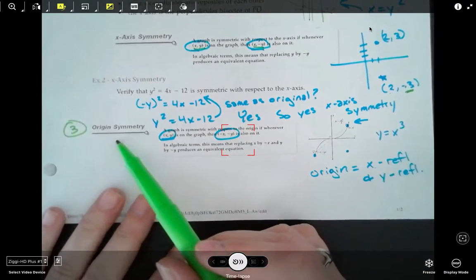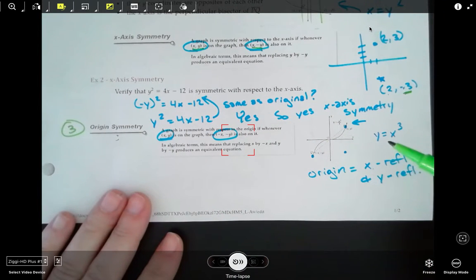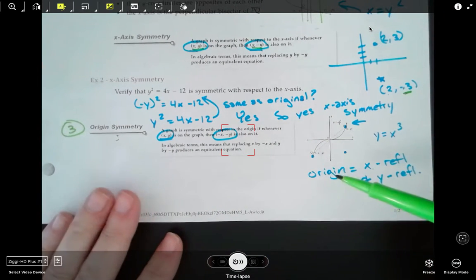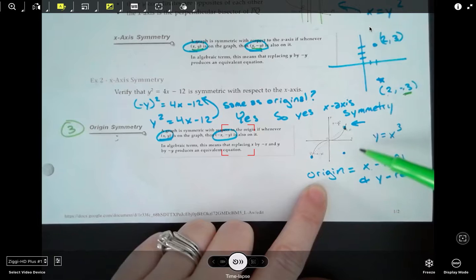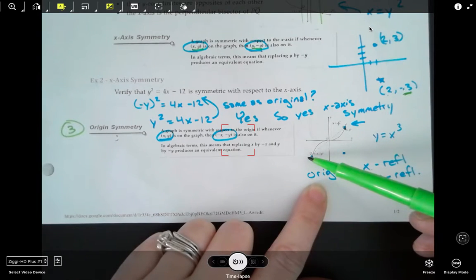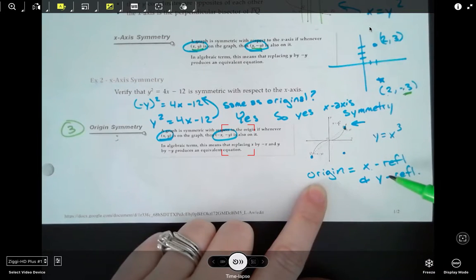The third and last type of symmetry is symmetry with respect to the origin, and that looks something like this over here, kind of like y equals x to the third power is origin symmetry. And origin symmetry is if you take a point that's up here, he's kind of like a reflection across the x-axis and then a reflection across the y-axis. Or you could do it this way and then that way. You can do y-axis and then x-axis.